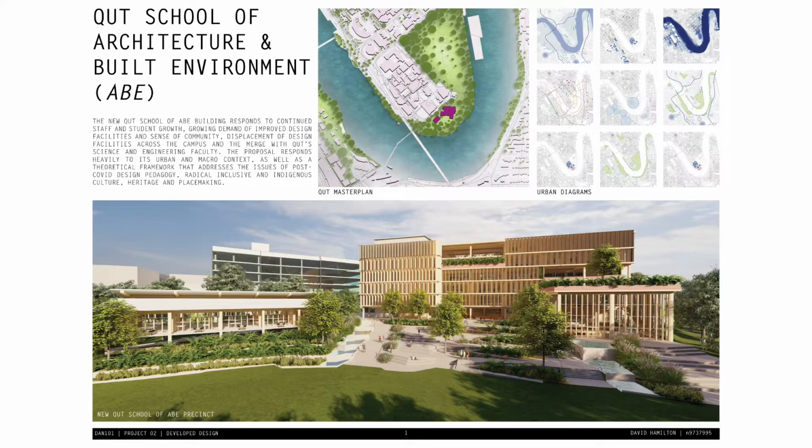In this video, I'll be proposing a new School of Architecture and Built Environment for QUT. The proposal, which is located at River Stage, heavily responds to its urban and macro context, as well as a theoretical framework addressing issues of post-COVID design pedagogy, radical inclusivity, Indigenous culture, heritage, and placemaking.